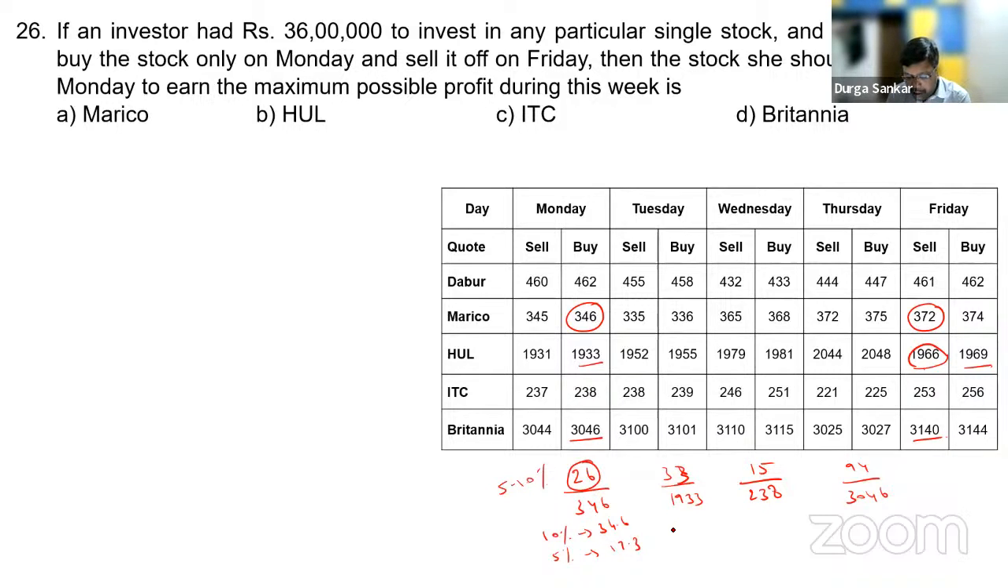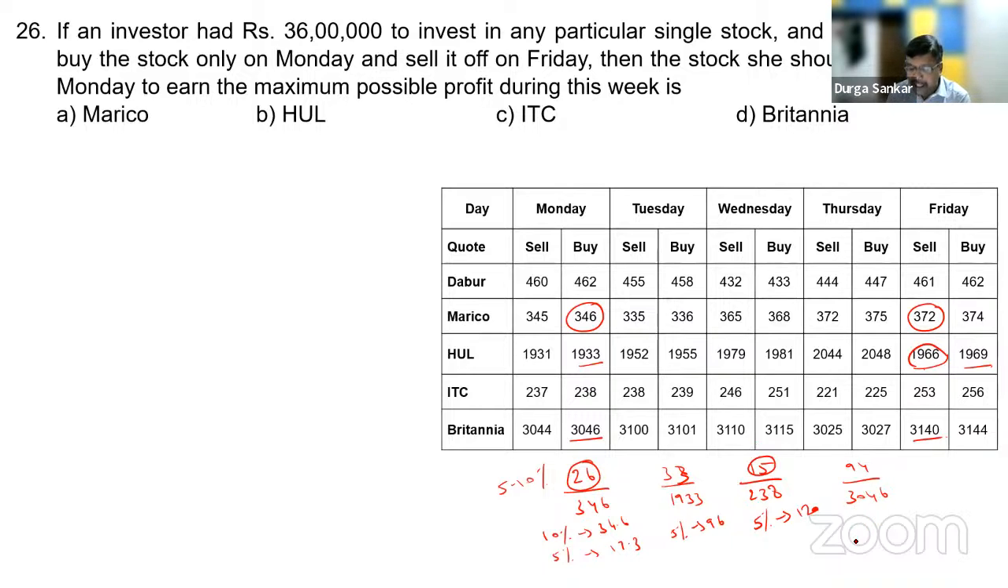Now, when I look at 5% of 1933, it's around 96 point something, but the numerator is 33, so less than 5%. Suppose if I say 10% is 240 approximately, then 5% is 120, but numerator is only 15, slightly more than 5%.